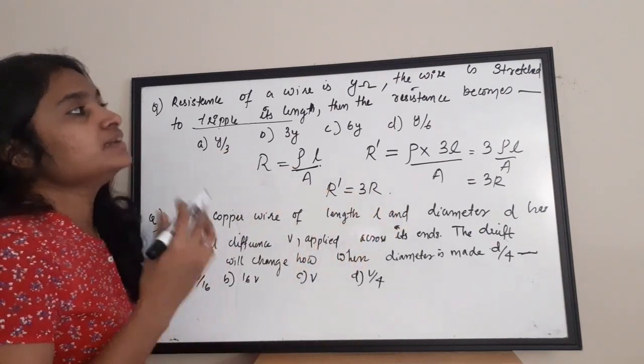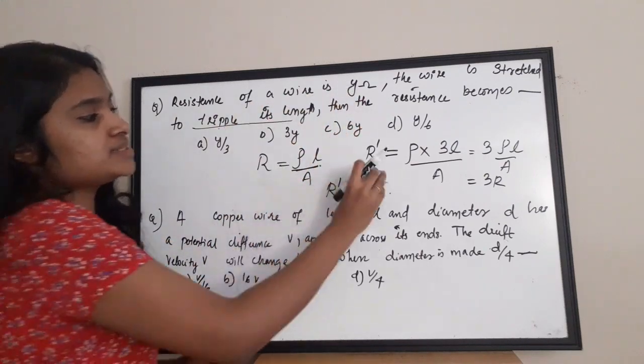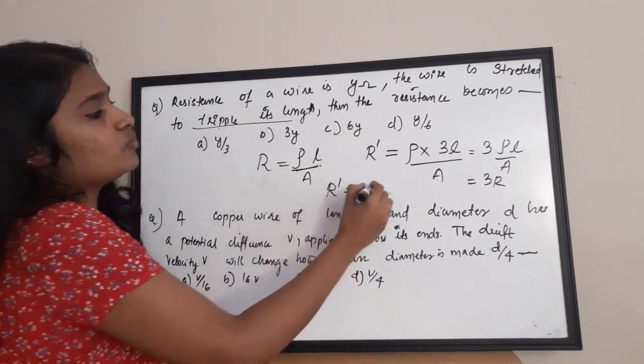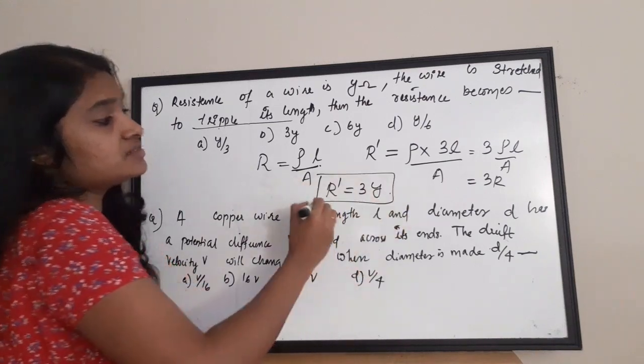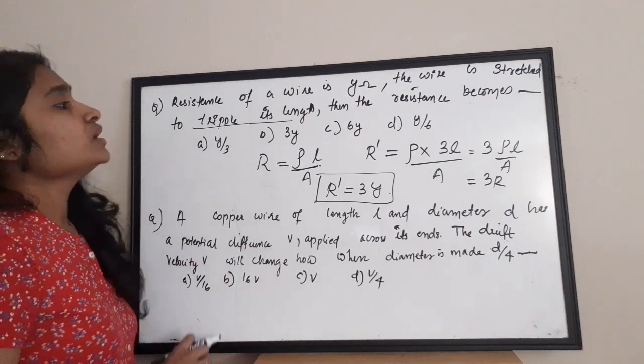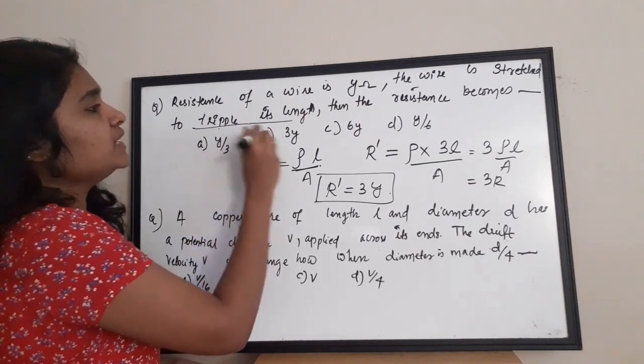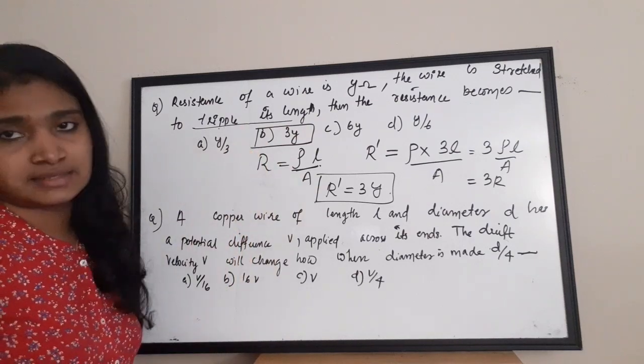Now it is given that the resistance of the wire is Y ohm. So R dash is equal to 3Y will be the new resistance if the wire's length has been stretched thrice. Okay, so the correct answer for this question is option B, which is 3Y.